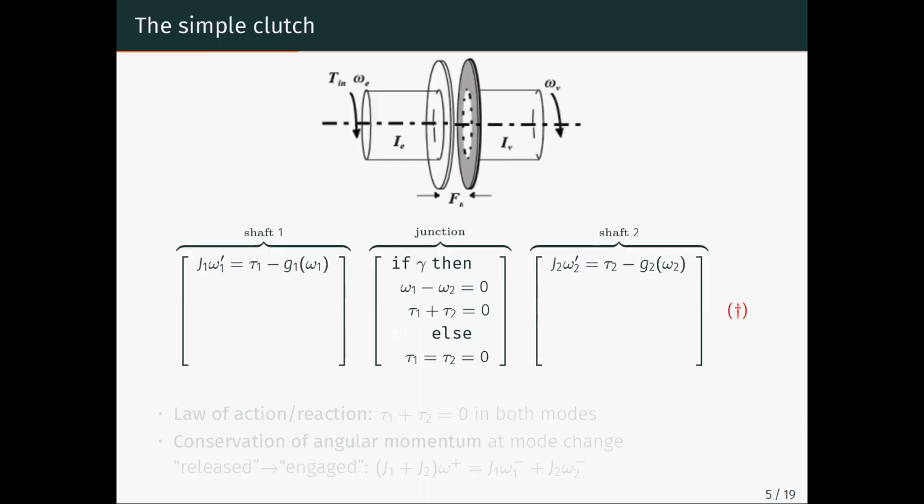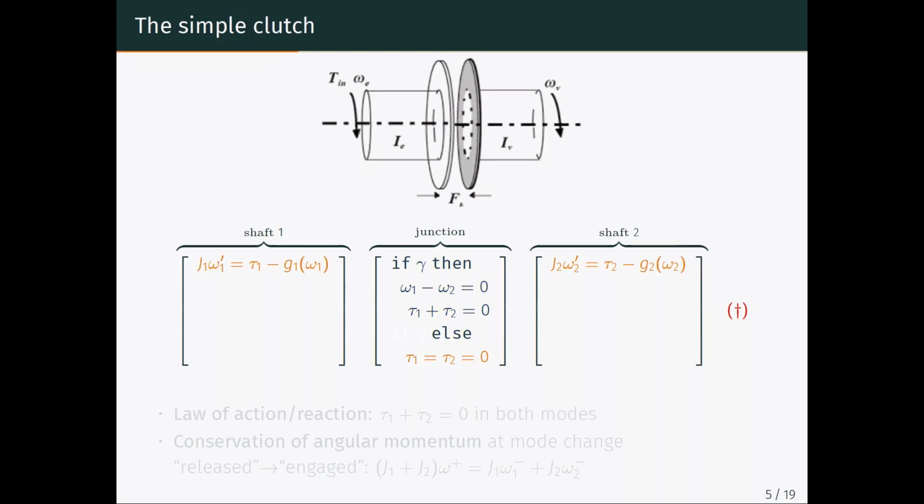So let us start with the model of the idealized clutch with two shafts. It has four variables. ω1 and ω2 are the angular velocities of the shafts, while τ1 and τ2 are the torques applied to them. On each side, you can see that the dynamics of the shafts are simply described by first-order differential equations on the angular velocities, where the coefficients J1 and J2 are the moments of inertia of the shafts. At the center, algebraic equations describing the junction of the shafts are provided.